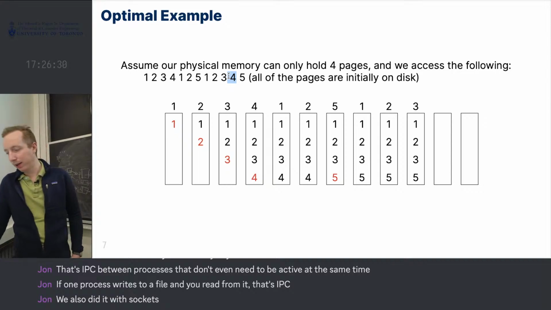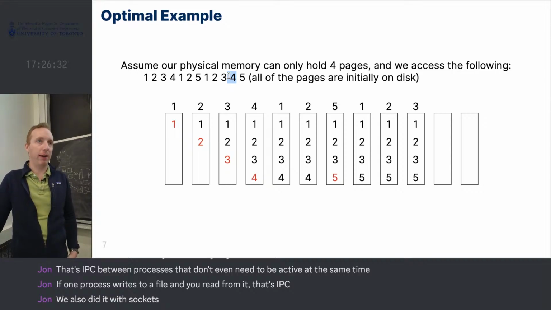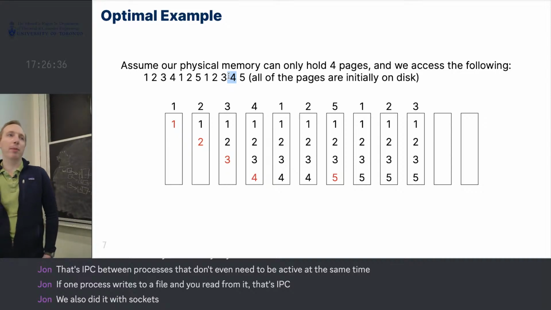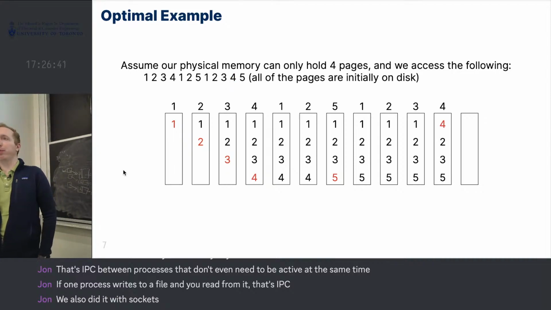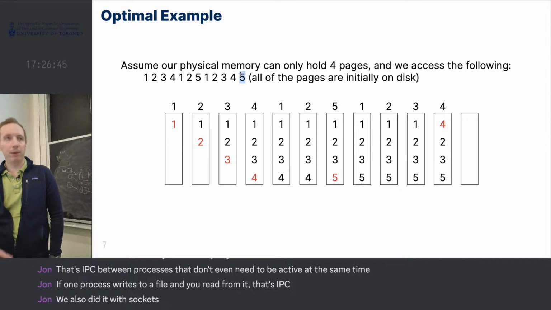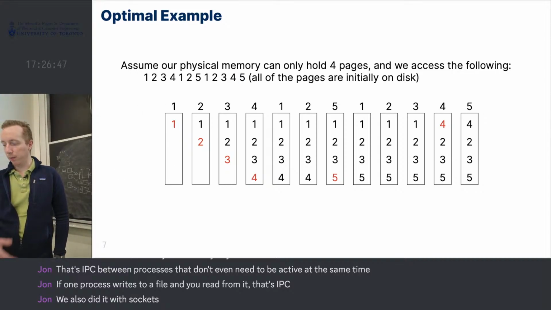So in this case, I just don't want to throw out 5. There's only one wrong answer, and it's throwing out 5. So I can just arbitrarily pick 1, 2, or 3. In this case, I don't like 1, so I just replace 1 with 4. And then now I access page 5, which is already in memory, so not a page fault.